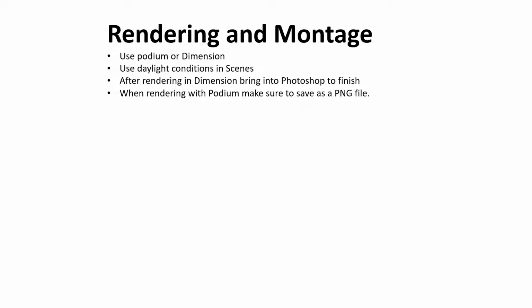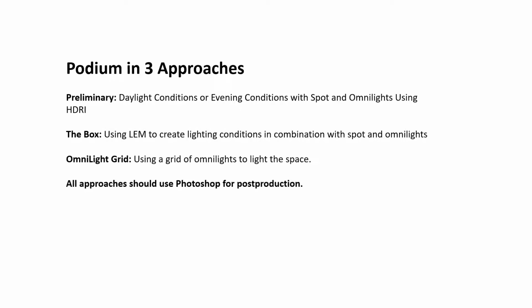What you want to be thinking about doing is two types of rendering. You want to render in space, and then you want to bring that into Photoshop and cut them out, and then drop them into a photograph or another file. So when you're rendering in Podium and you are going to be using it in a space or something else, make sure you use it as a PNG file.